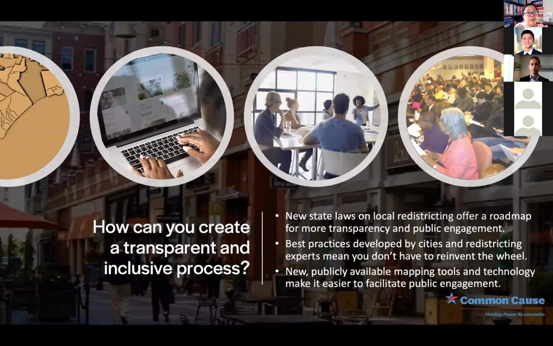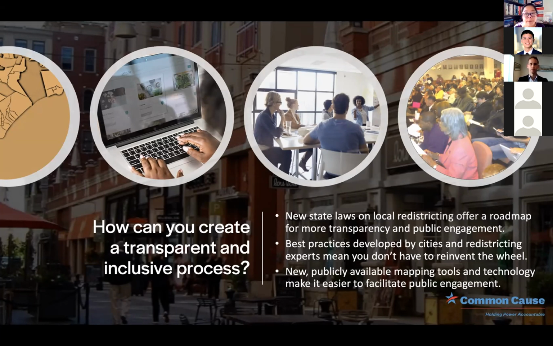So we will be talking through the rest of this day's conference about how you can create a more transparent and inclusive process. The following sessions will be focused on things like the new state laws on local redistricting that offer a roadmap for how you can create a more transparent and public engagement process. We'll also have local leaders who will talk about how you can engage people who don't think about redistricting all day long. It certainly isn't at the top of their list, but who do want to come to you to be involved in this process. We'll also talk about best practices that have been developed by cities and redistricting experts around California, so that you don't have to reinvent the wheel. There's so much knowledge and thinking out there, and this is really a forum for sharing that information.